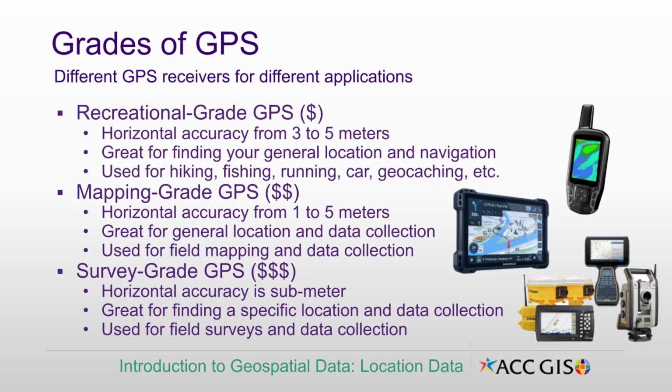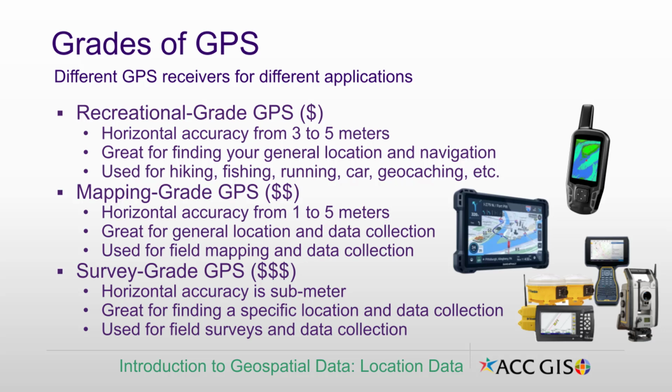Mapping grade GPS typically has a little higher horizontal accuracy from 1 to 5 meters. It's great for not just finding your location, but also for collecting data. And we typically use mapping grade when our application is not just about collecting a fairly accurate position, but we also need to collect attributes associated with that position in the field.